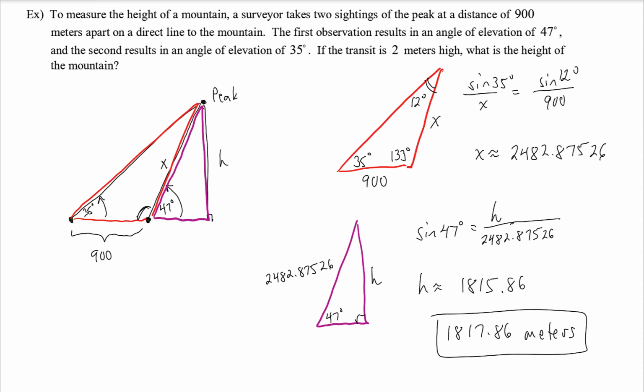So I didn't include it in the picture because it just makes the picture more annoying to draw. But basically, the instrument we used to do all these measurements was 2 meters tall. So all our calculations needed to have 2 meters added to them. We could have included it in the picture. It just makes the picture a little bit more annoying to draw, but it would have worked just fine.